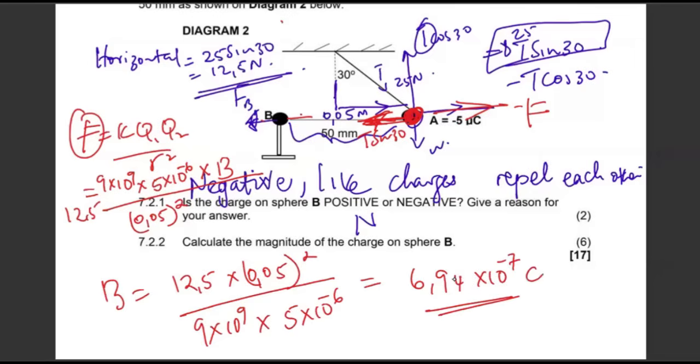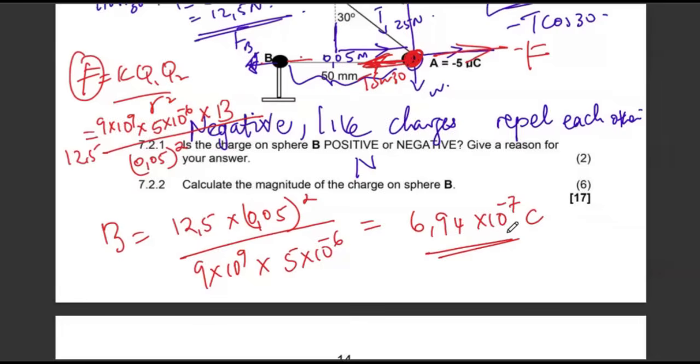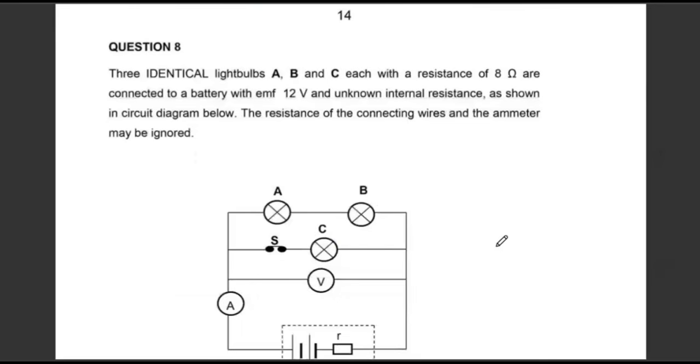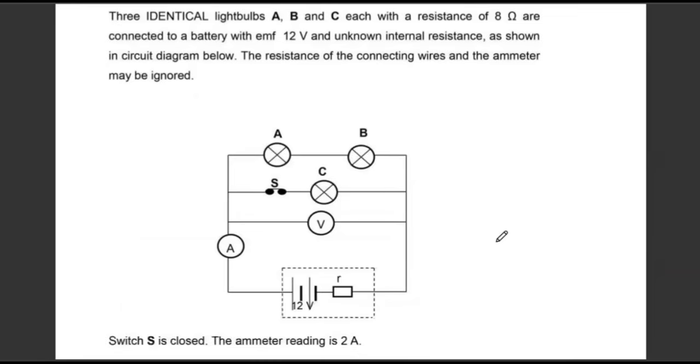All right, so that becomes question number 7, as expected. We move on to the next question, which is question 8. They are telling us 3 identical light bulbs, A, B, C, each with a resistance of 8 ohms, connected to a 12 V battery with an unknown internal resistance as shown. The resistance of the connecting wires is going to be ignored.